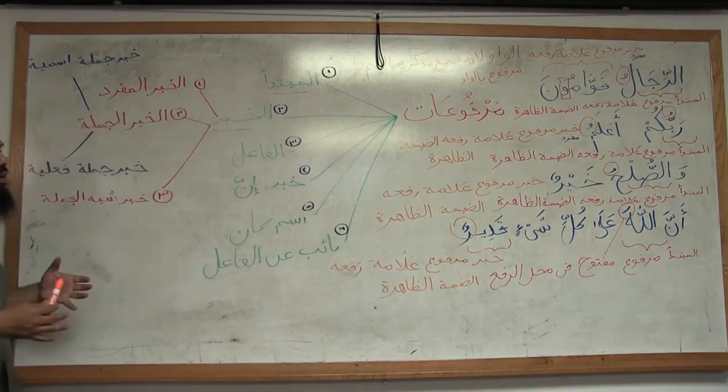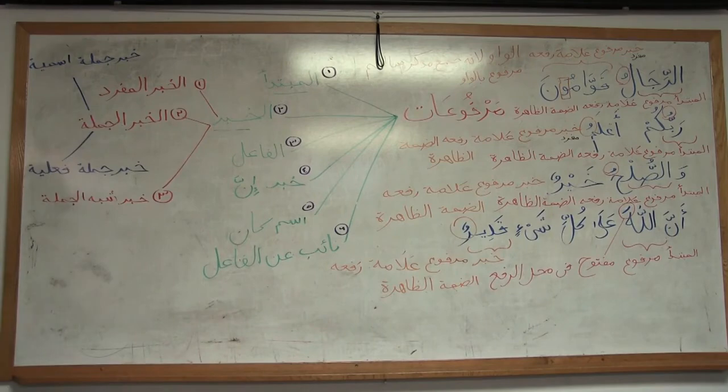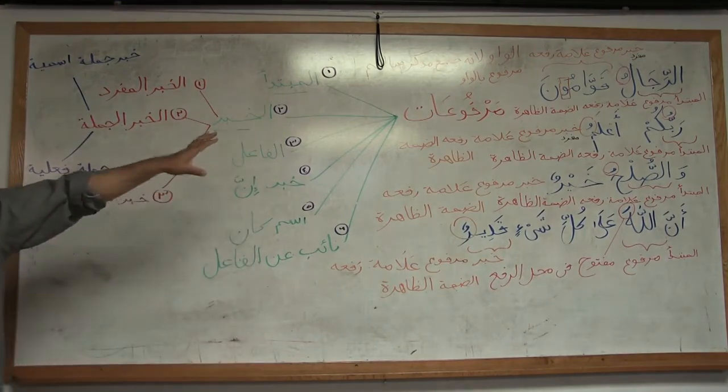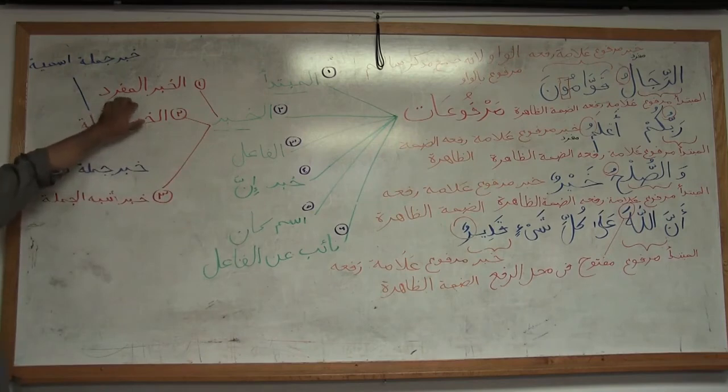Tayyib. Now, all of the akhbar, the plural of khabar, that we have dealt with right now have been what type? Mufrad.